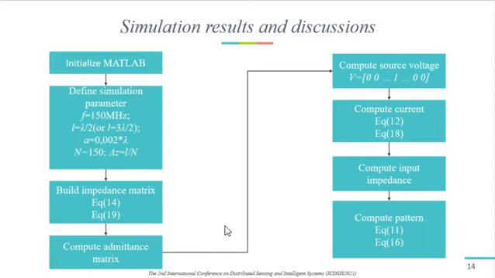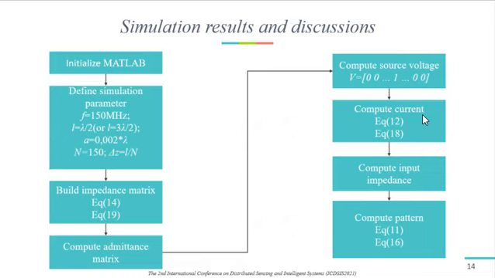First, we define the simulation parameters: frequency, the length of the dipole antenna, the radius, and the number of subdivisions. After that, we build the impedance matrix by equation number 14 for Hallen's integral equation, and by equation 19 for Pocklington's integral equation. After that, we compute the admittance matrix. Then we compute the source voltage.